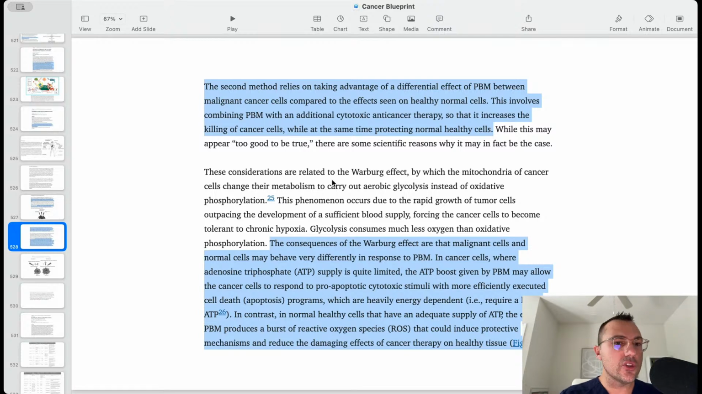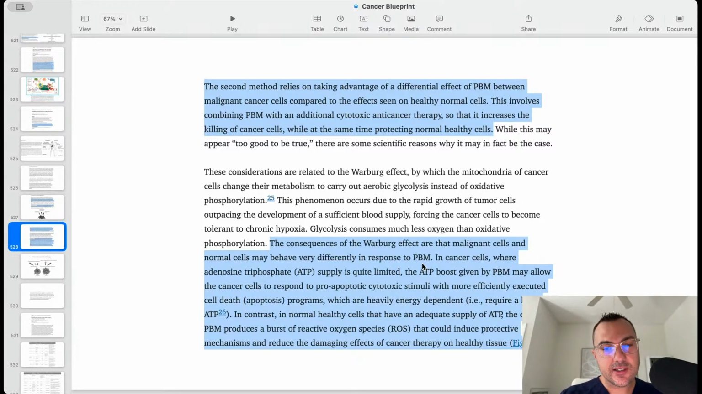These considerations are related to the Warburg effect, by which the mitochondria of cancer cells change their metabolism to carry out aerobic glycolysis instead of oxidative phosphorylation. This phenomenon occurs due to the rapid growth of tumor cells outpacing the development of sufficient blood supply, forcing the cancer cells to become tolerant to chronic hypoxia, or low oxygen levels. Glycolysis consumes much less oxygen than oxidative phosphorylation. The consequences of the Warburg effect are that malignant cells and normal cells may behave very differently in response to PBM. This is a key point, okay?